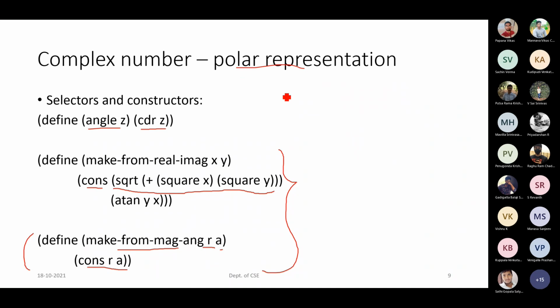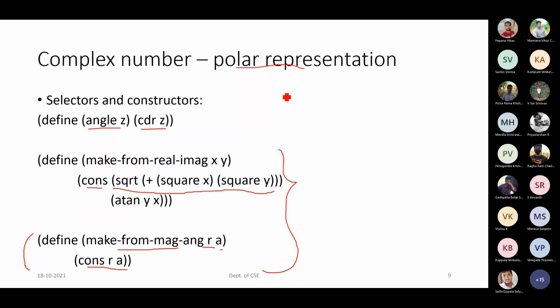How can we check? By seeing just the values, we will not be able to identify whether it is in the polar representation or in the rectangular representation. Based on whatever representation, we are able to define different sets of selectors and different sets of constructors. But when to call which one, we are not able to tell, right? Agree to that point?